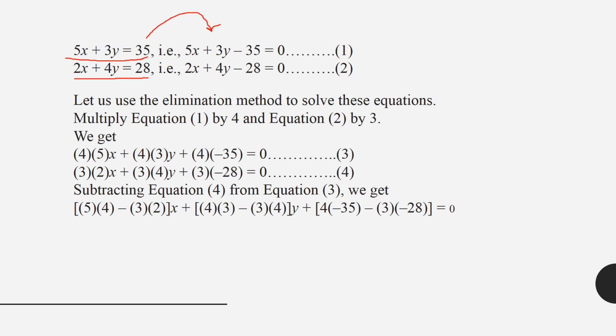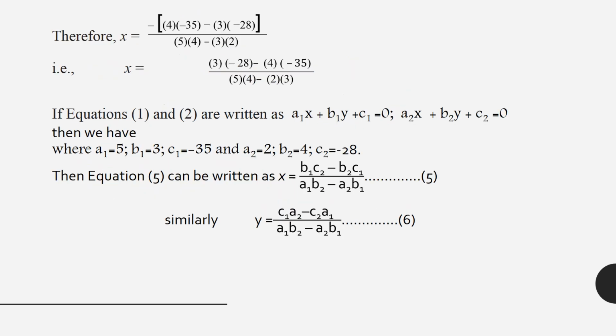See, 4 into 5x, 4 into 3y, 4 into minus 35. This is this equation. Then 3 into 2x, 3 into 4y, 3 into minus 28, which becomes equation 4, and the first one was equation 3. Now subtracting equation 4 from equation 3, it becomes this, from where we can find x is equal to this expression we just derived. We are not solving here, just writing, since we have to find an expression.